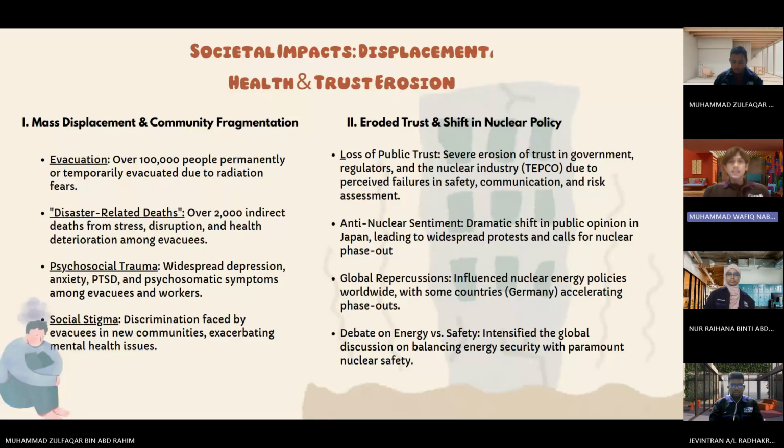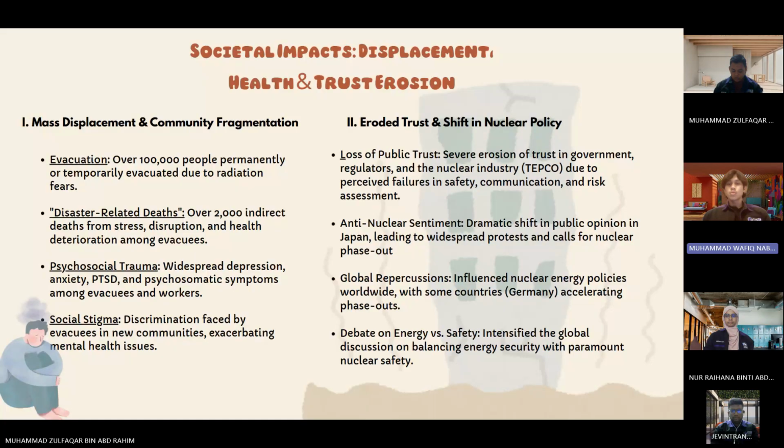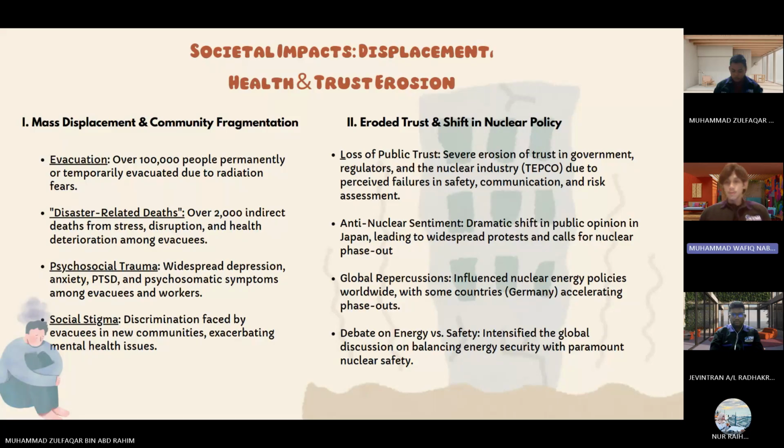And the second point is eroded trust and shift in nuclear policy. First, loss of public trust, erosion of trust in government, regulators, and the nuclear industry, TEPCO, due to perceived failures in safety, communication, and risk assessment. And the second one is anti-nuclear sentiment, a dramatic shift in public opinion in Japan, leading to widespread protests and a call for nuclear phase out.